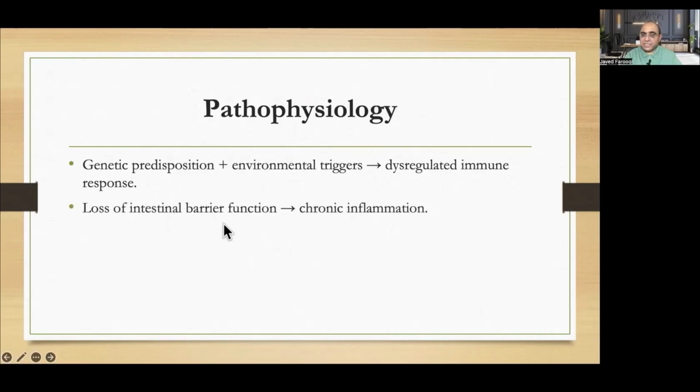There's loss of intestinal barrier function, and this leads to chronic inflammation. The key cytokines in the pathophysiology or the pathogenesis of inflammatory bowel disease are TNF alpha, interleukin 12, and interleukin 23. So these are the three main cytokines which mediate the chronic inflammatory process and lead to the damage caused in inflammatory bowel disease.